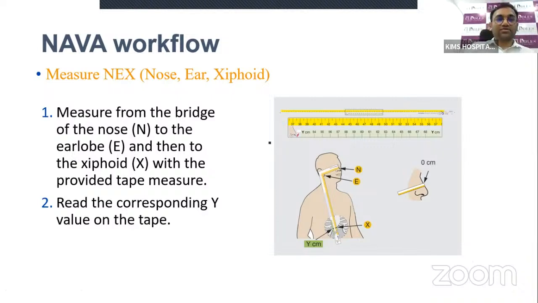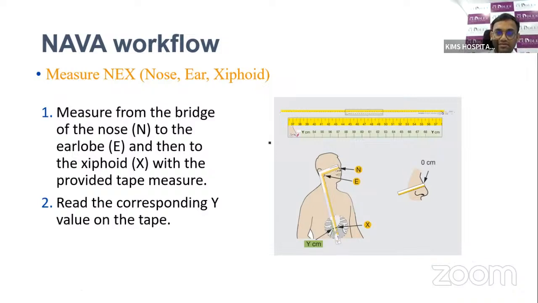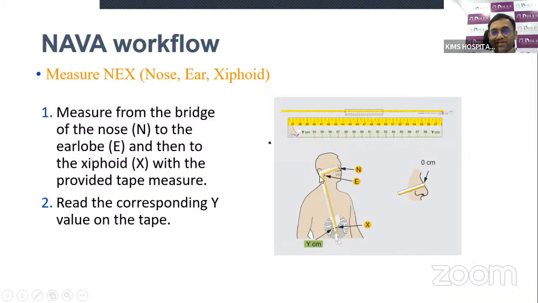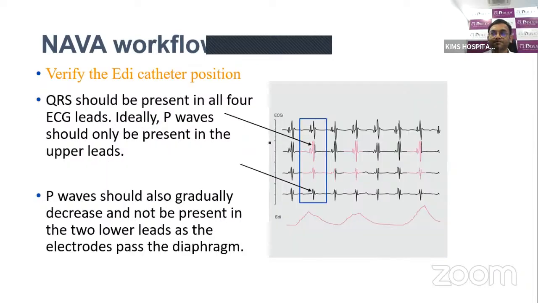For this, there's a formula. It is the distance between the nose, ear, and xiphoid. Here N is the nose, E is the ear, and X is the xiphoid: from the nose bridge to the ear lobule and then to the xiphoid. Based upon this length, we have a corresponding insertion depth in centimeters. Suppose you get a value of around 54, then we need to insert 67 centimeters on the EDI catheter.